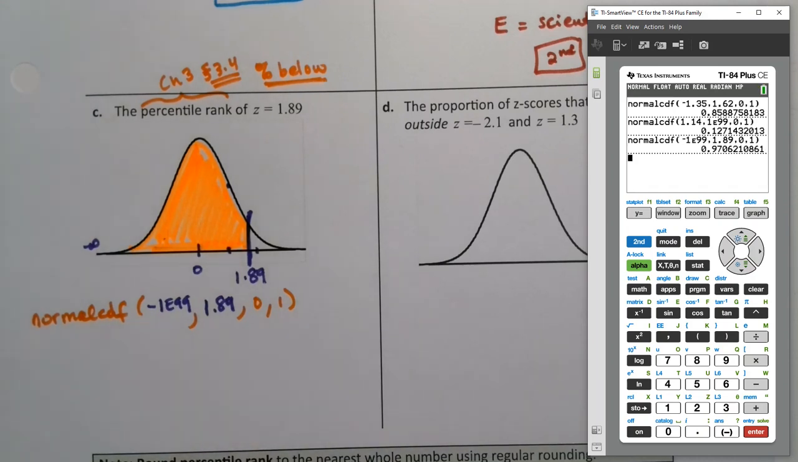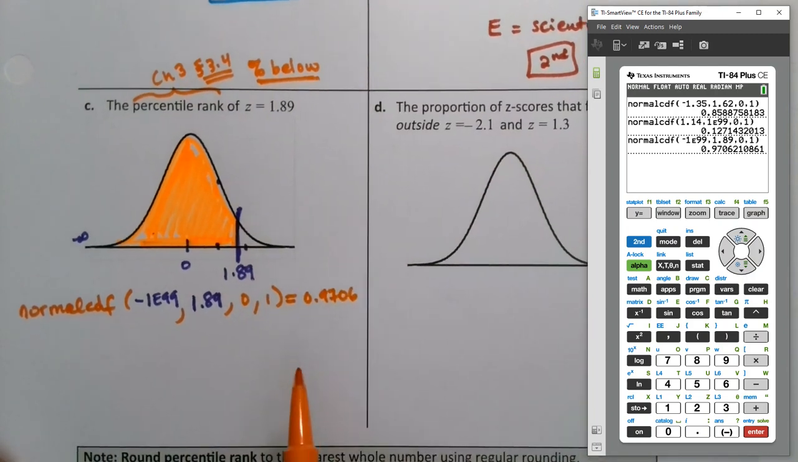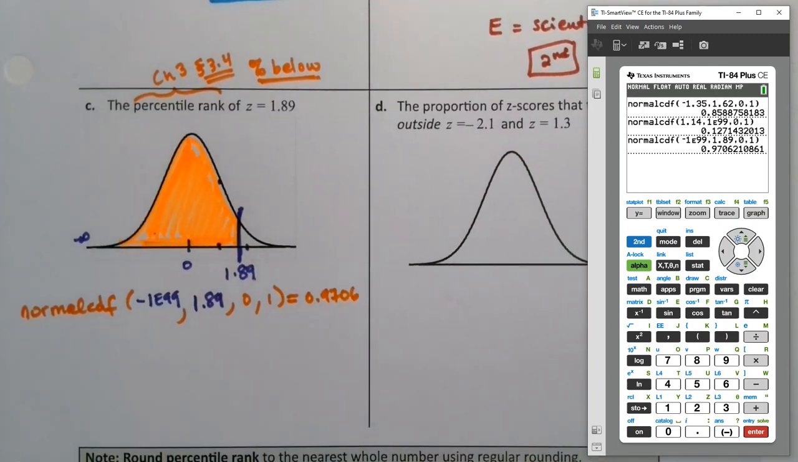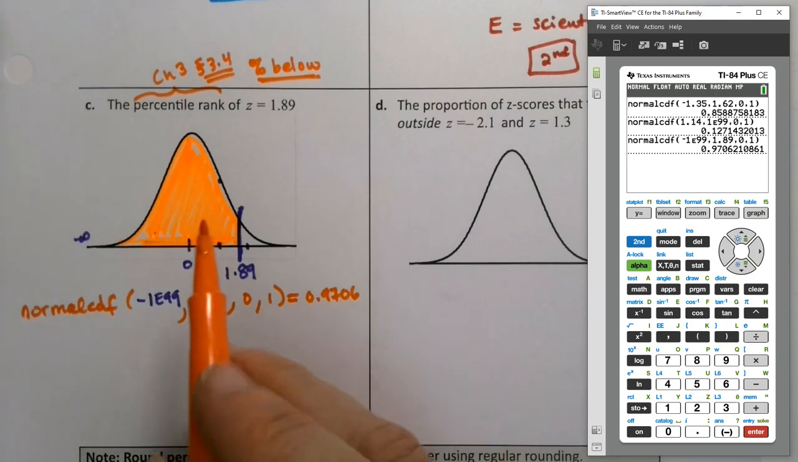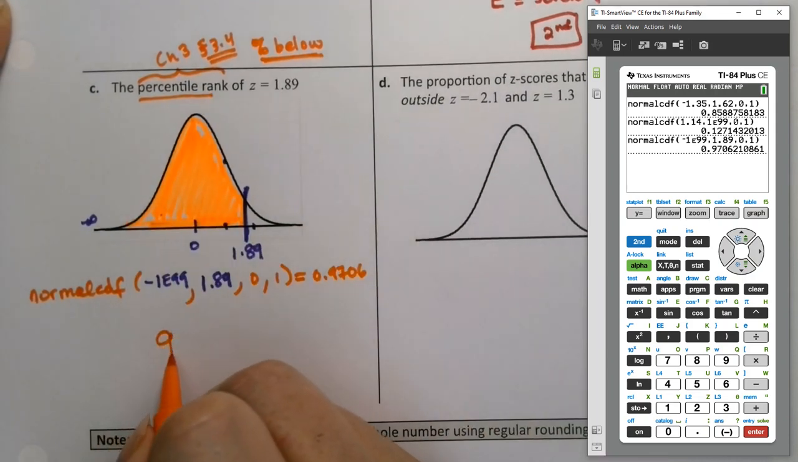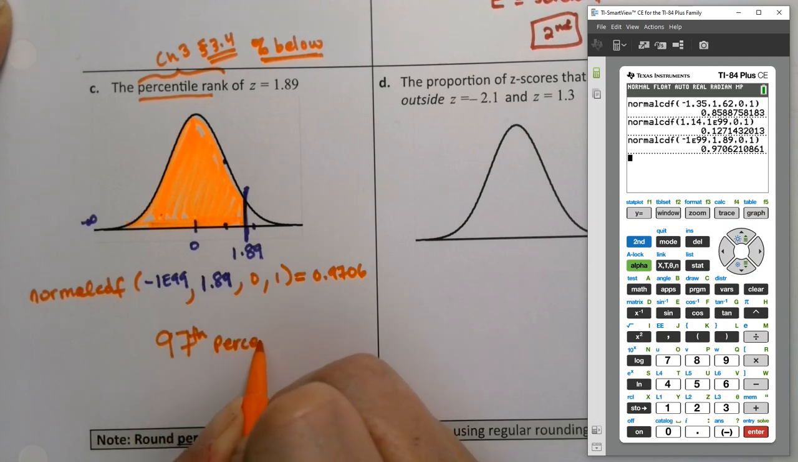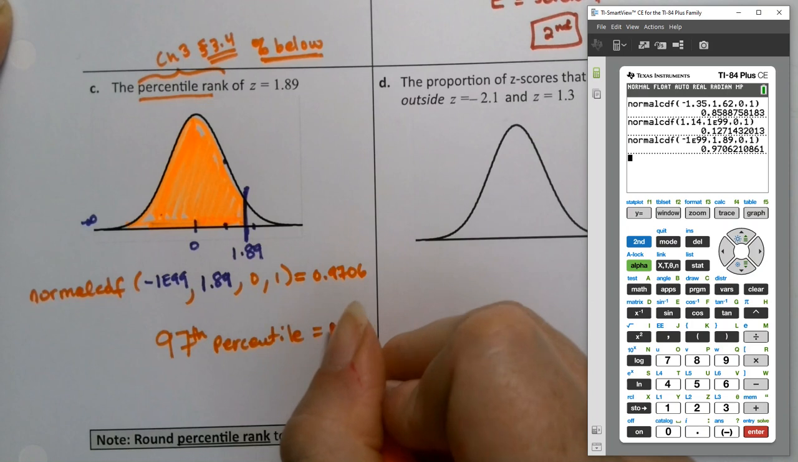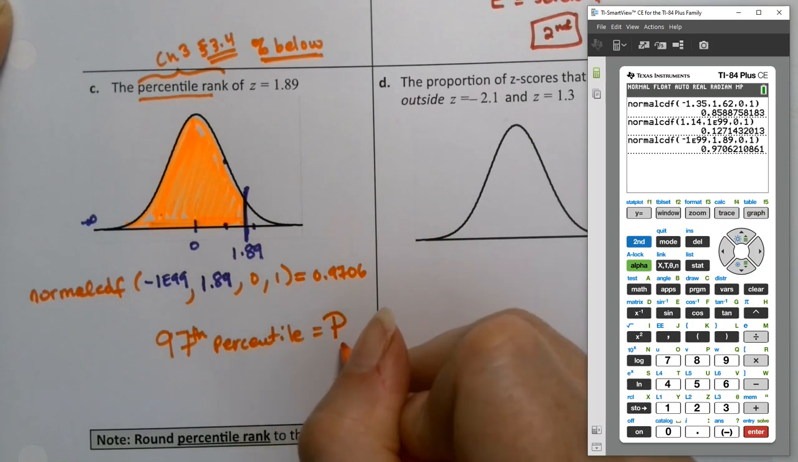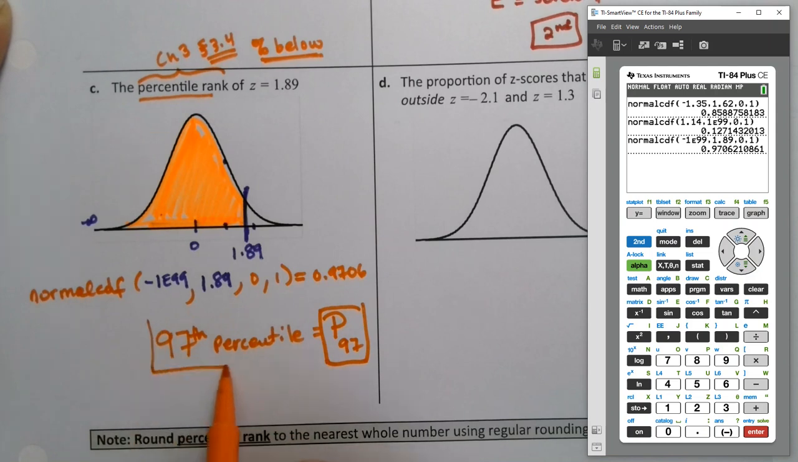It's 0.9076, which should not be any great surprise because, I mean, look at how much of that curve we've shaded. Now, that's not the answer, so I'm not going to circle it. The answer, percentiles, we round. So we're actually going to say this is the 97th percentile. If you remember the notation for it from section 3.4, it was P with a little 97 after it. So either way you want to say it.